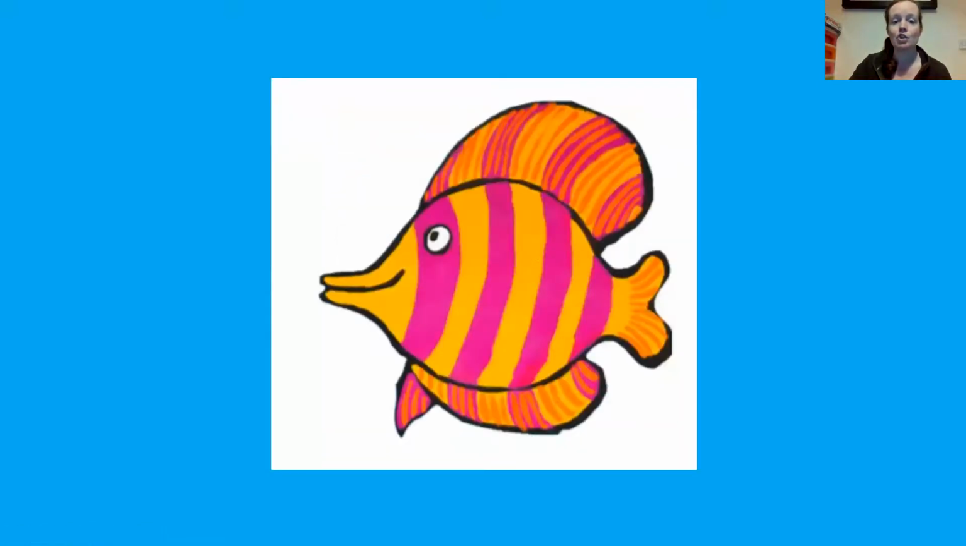He's got a lovely stripy fish here with another, again, a lovely pattern. And again, a different pattern on the fins and the body. So we've got pink, yellow, pink, yellow, pink, yellow. And then here, goodness me, that is quite a tricky pattern, that one, isn't it?